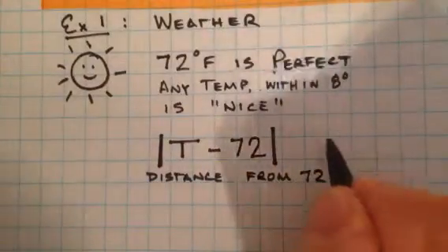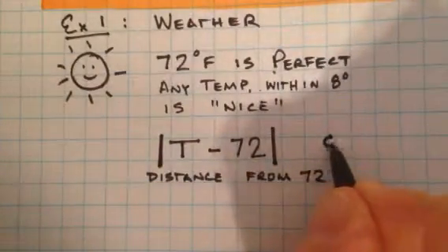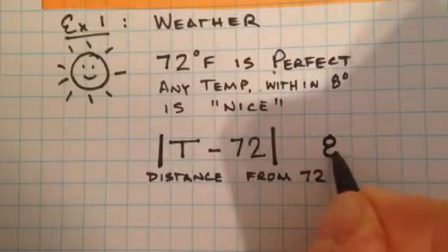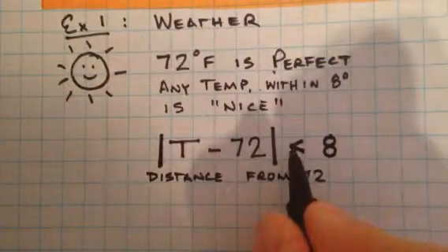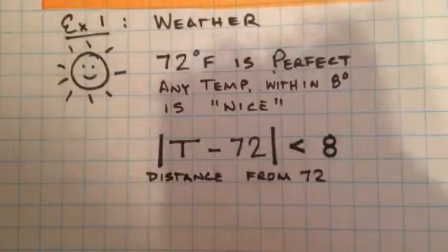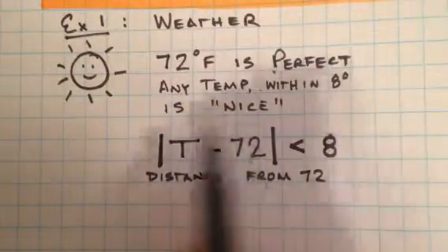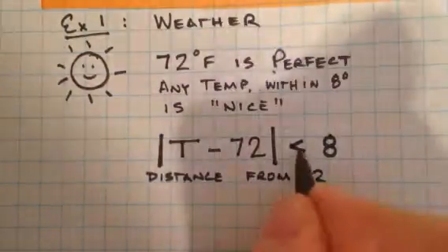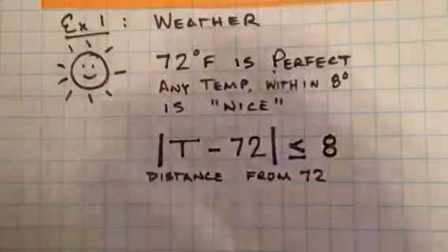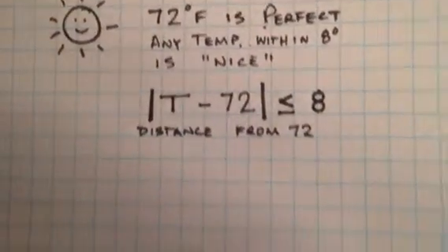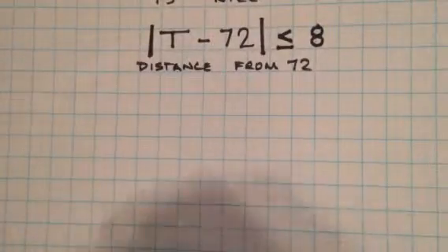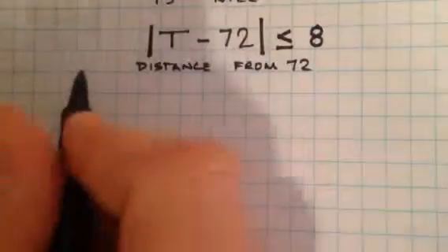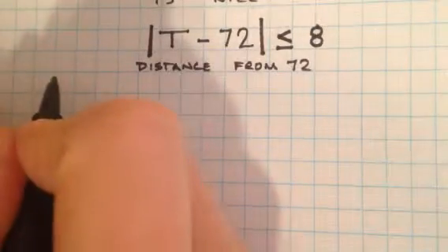Now, we say that it's nice as long as that distance is smaller. There's the inequality, than 8 degrees. So if the distance is less than 8 degrees, we'll say less than or equal to, then we have a nice temperature. So here's our first absolute value inequality. We're going to talk about how to solve it now, and it is a 4-step process.